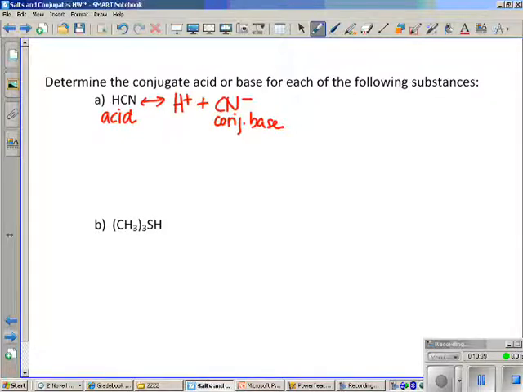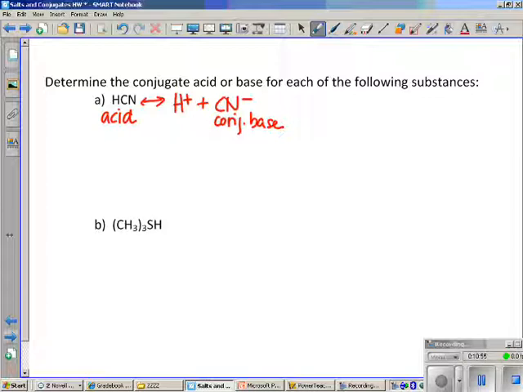And by the way, the H plus and the OH minus are never your conjugates. So that makes it pretty obvious as to what must be. Now you look at the second one and you might say, what the heck is that? It's a big organic compound. I have no idea what that is.